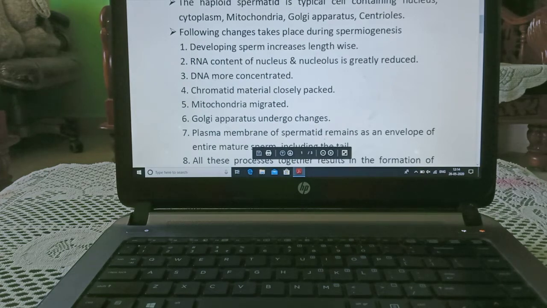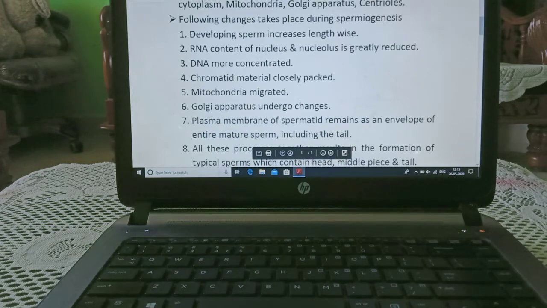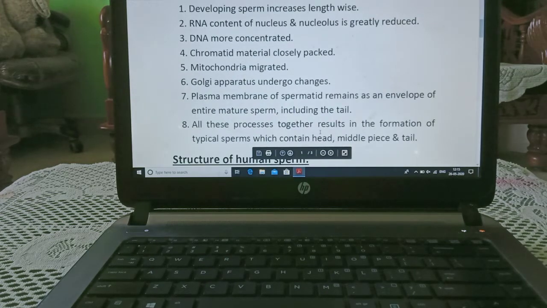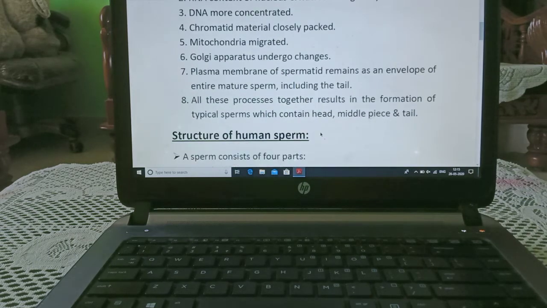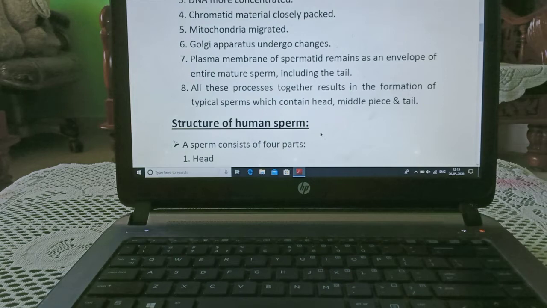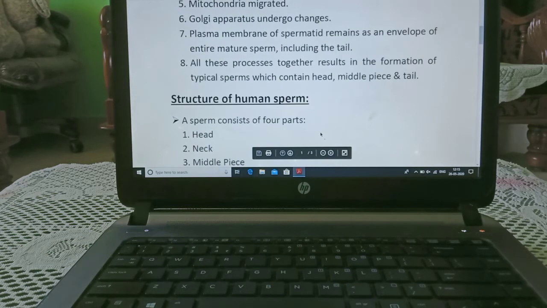The developing sperm increases lengthwise. The RNA content of the nucleus and nucleolus is greatly reduced. DNA is more concentrated. Chromatid material is closely packed. Mitochondria migrate. Golgi apparatus undergoes changes. The plasma membrane of the spermatid remains as an envelope of the entire mature sperm, including the tail. All these processes together result in the formation of a typical sperm which contains a head, middle piece and tail.